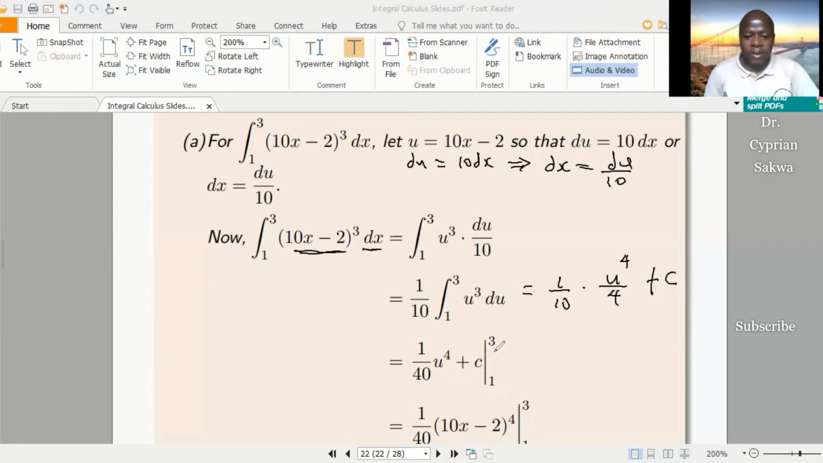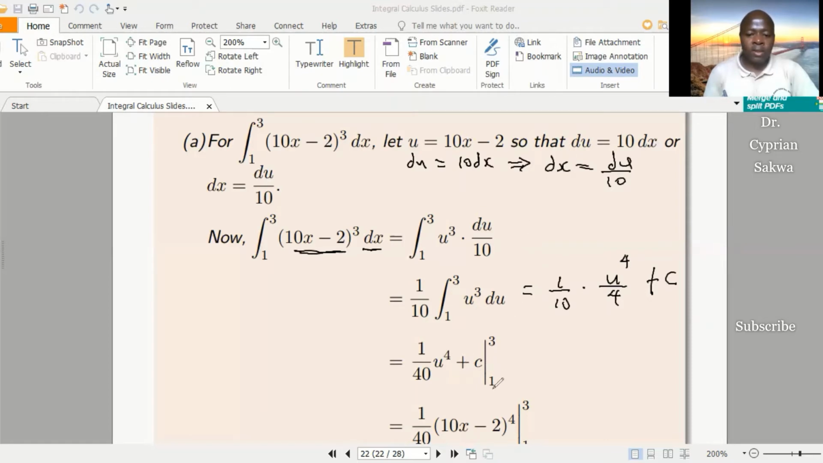Now, since we are doing definite integrals, this is not very important. You can do without this constant of integration because, of course, we'll be subtracting. So when you add it here, it will be c minus c and it will be 0. So it's needless putting it here. But I've just put it because we know that whenever we integrate, there will be a time we say that it's not useful.